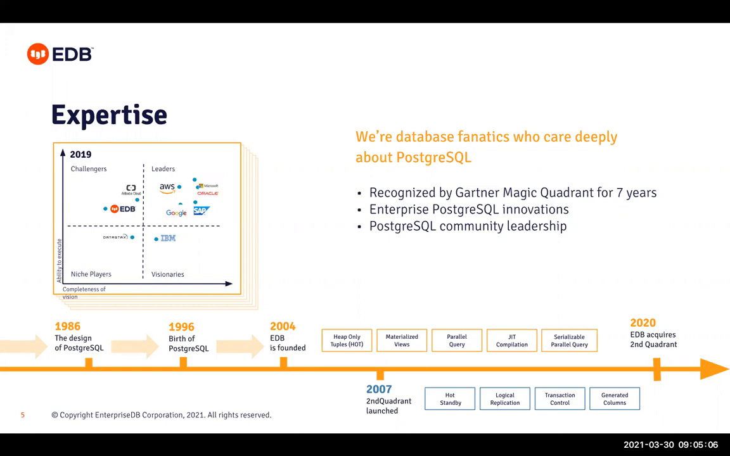For Second Quadrant, they have done a lot of work in replication, hot standbys, logical replication, transaction control, and so on. And their work in replication, both in streaming replication and logical replication, has led to a very, very exciting product called BDR, bidirectional replication, which I hope to talk more about in some later presentations.